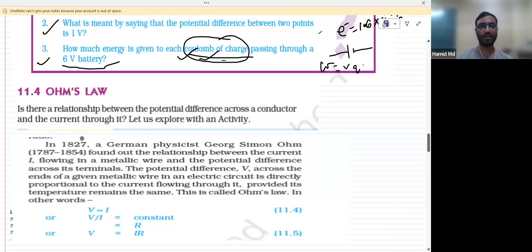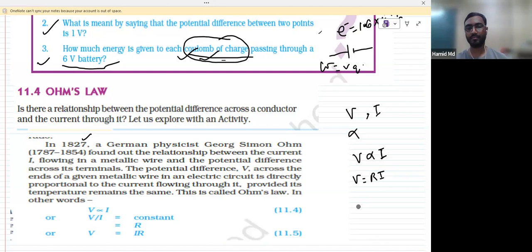The German physicist George Simon Ohm, in 1827, found a relationship between applied voltage and the current. He found that as we increase the applied voltage V, the current will change. V is directly proportional to I. To remove the proportionality, we have to introduce one constant, and this comes to be V is equal to RI.